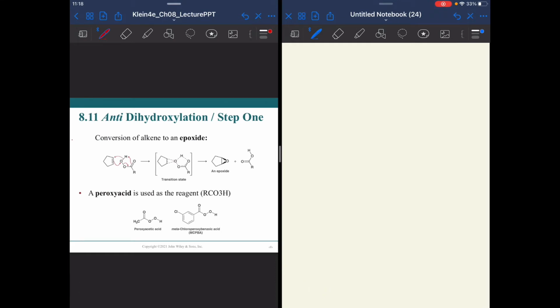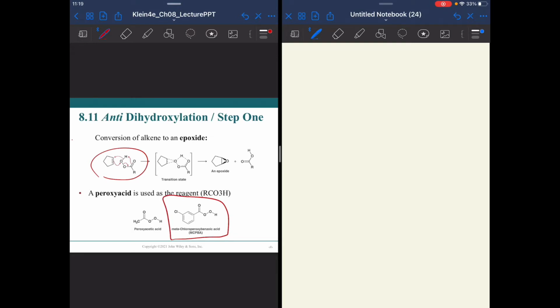This is why I'm not going to ask you to know the mechanism. It has a unique pattern, right? You are getting an attack, a proton transfer, things are rearranging. It is really interesting, kind of fun to look at. Do not want you to worry about memorizing it. It inserts one of the oxygens from the peroxy acid and makes an epoxide.